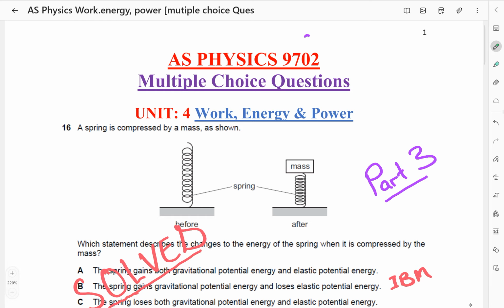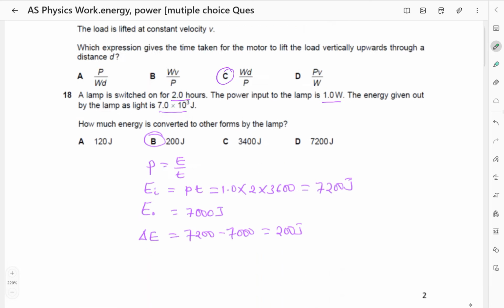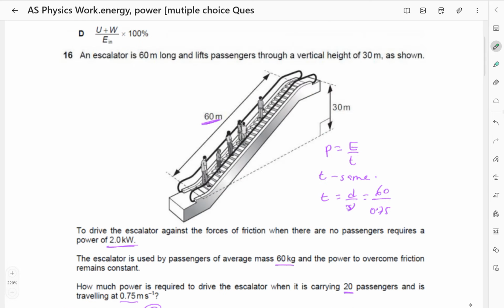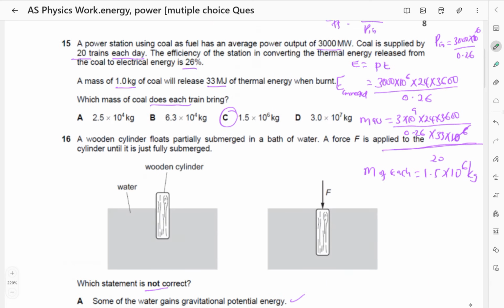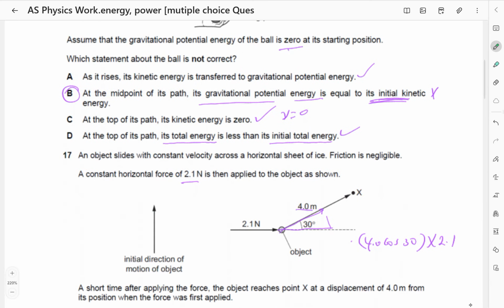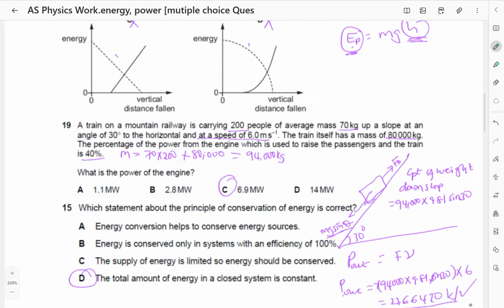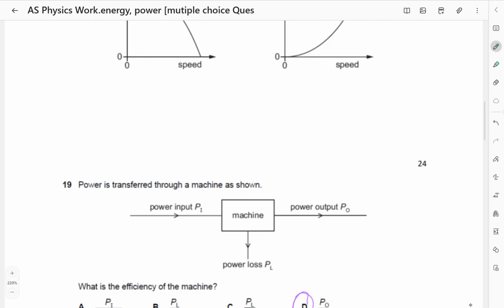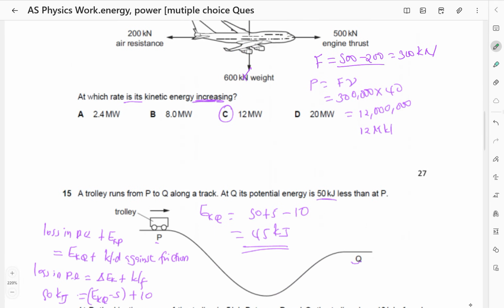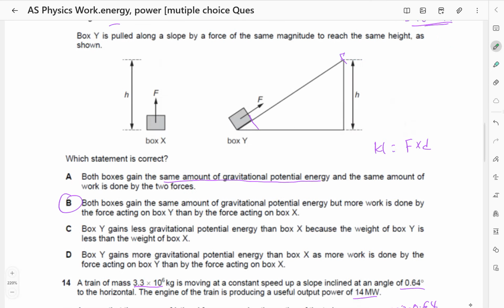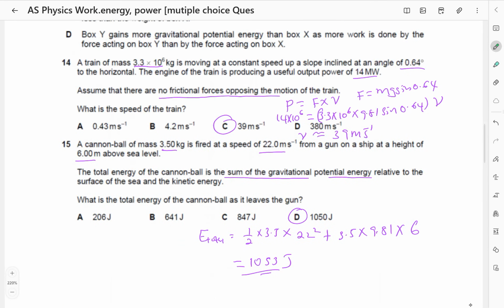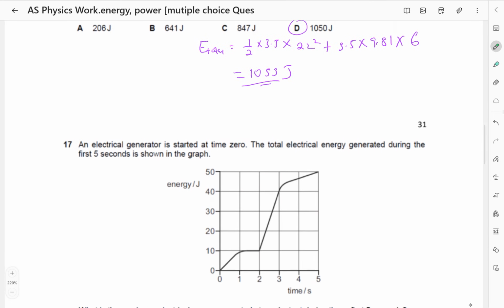We stopped on part 2, and I think we stopped on page 30. Okay, we are going to page 31. Without wasting time, let's start with page 31. I'm using green today.